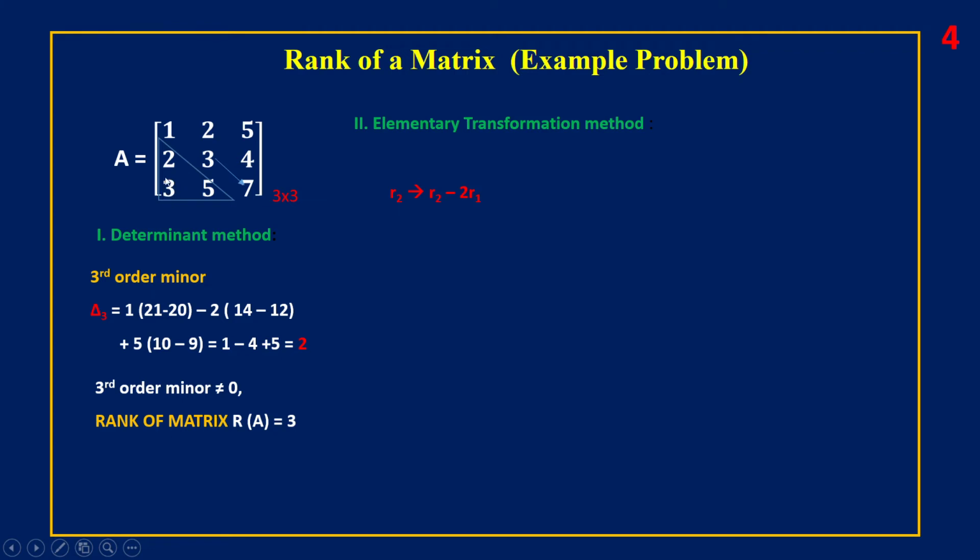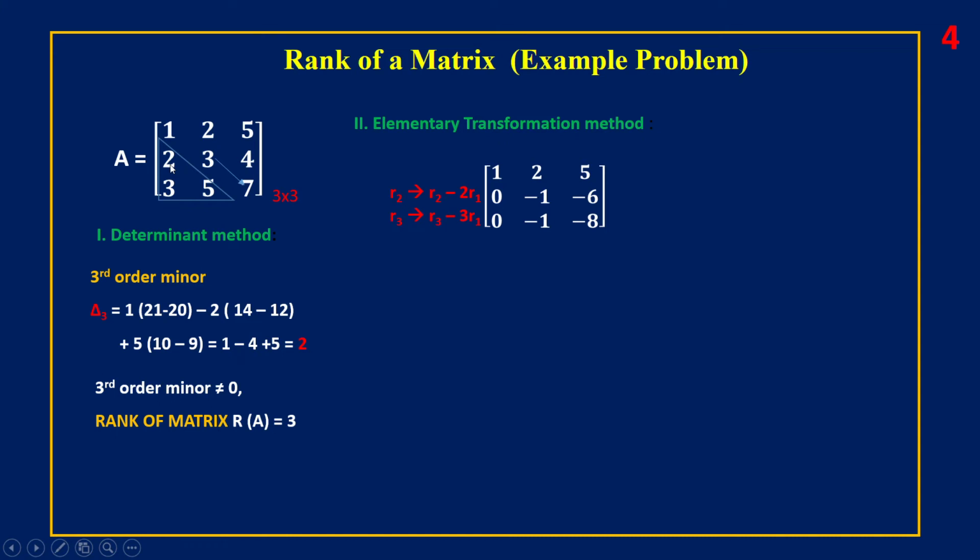So 3 minus 3 into 1. So row 3 minus 3 into row 1. So we can make R3 as R3 minus 3R1. So using this, we can reduce like this. So row 2 minus 2R1.